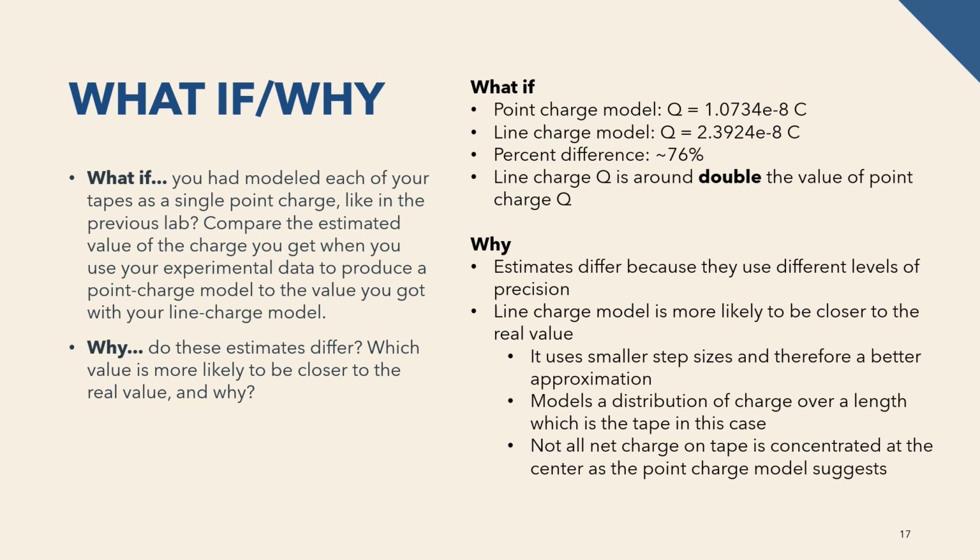But why? Which value is likely to be more precise and closer to the real value? Well, the estimates differ because they use different levels of precision, and the line charge model is more likely to be closer to the real value because it uses smaller step sizes and therefore a better approximation. Furthermore, it better models the real electric field of a strip of tape.